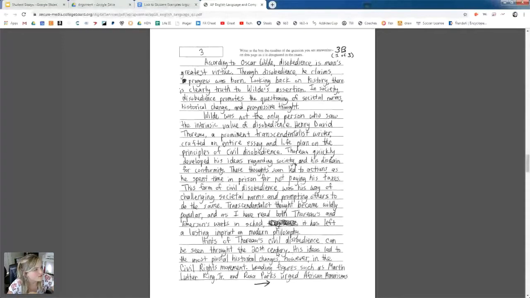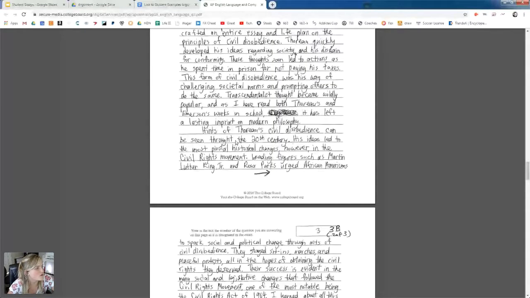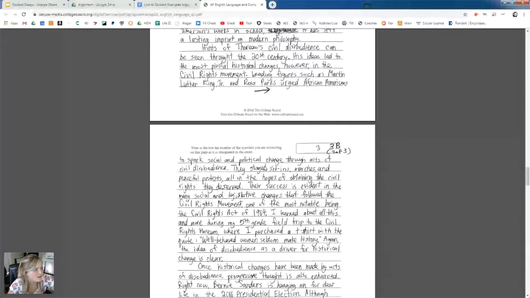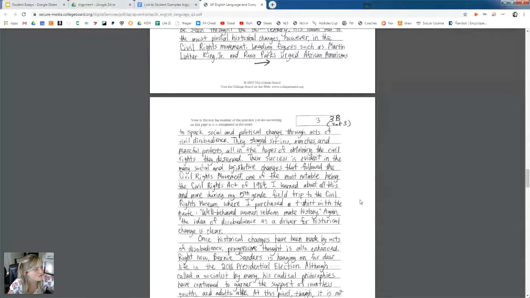"Hints of Thoreau's civil disobedience can be seen throughout the 20th century. His ideas led to the most pivotal historical changes. However, in the civil rights movement, leading figures such as Martin Luther King Jr. and Rosa Parks urged African Americans to spark social and political change through acts of civil disobedience. They staged sit-ins, marches, and peaceful protests, all in the hopes of obtaining the civil rights they deserved. Their success is evident in the many social and legislative changes that followed the civil rights movement."